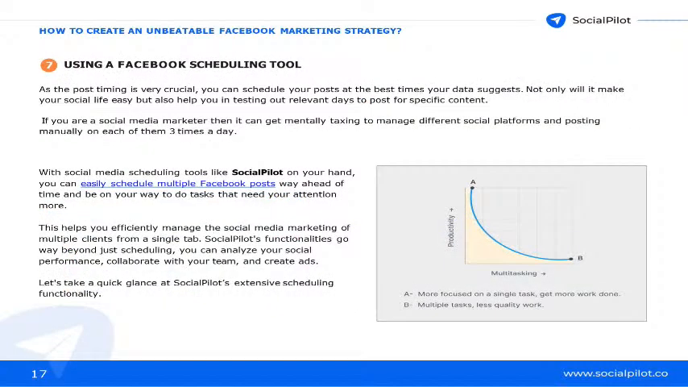Then the next one is using a Facebook scheduling tool. There is something called a scheduling tool on Facebook. Some people might forget to post around 6:30. You schedule it, like this ad you want to go live around 6:30, or this one around 12 a.m., or this one around 5 p.m. So you can schedule your posts using a scheduling tool.